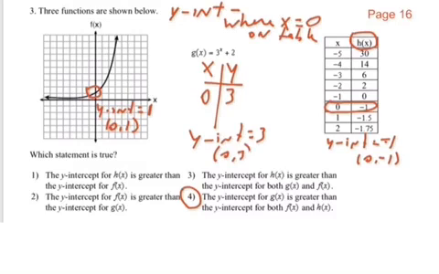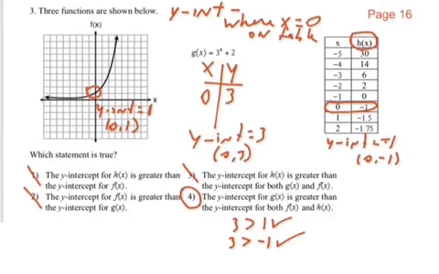Once you list your y-intercepts for all of them, then you would want to go and compare them. For choice 4, it's saying that for g of x, which is 3, is greater than f of x, which is 1, so that would be true. And it also is saying that g of x, which is 3, is greater than h of x, which is -1, which is also true. You should always go back and check your other choices, and for none of the choices 1, 2, or 3 are the statements true. Therefore, your answer would have to be choice 4.